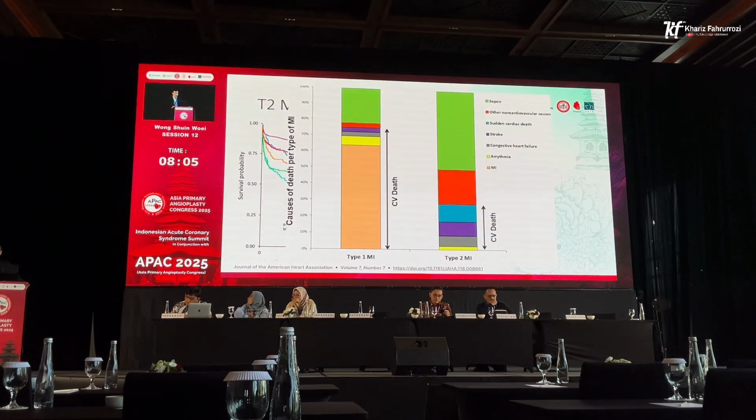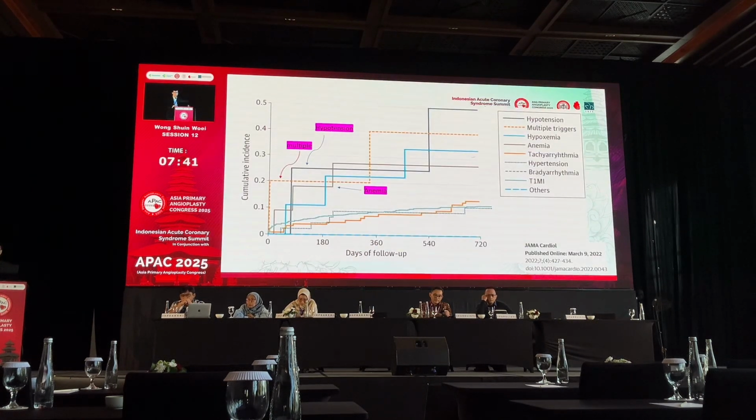If you tease out type 1 versus type 2 MI, we want to know whether the mortality is due to underlying coronary disease. In fact, in type 2 MI, most of the time patients succumb to the underlying condition, which is sepsis or other underlying comorbidities and things like that.